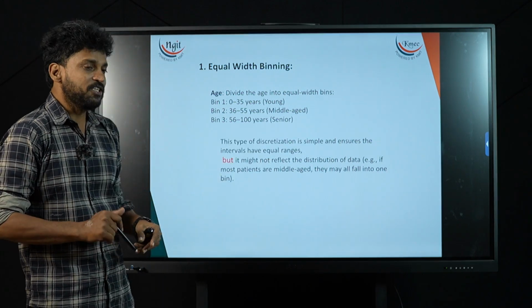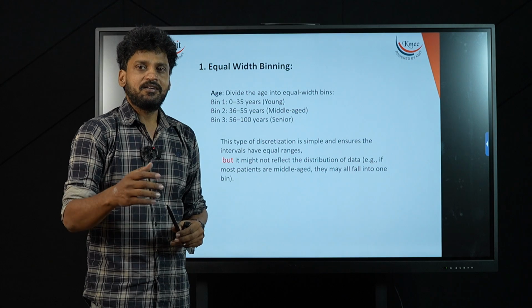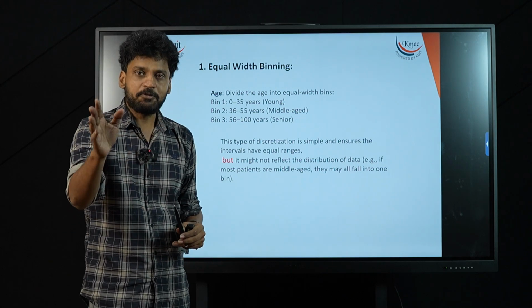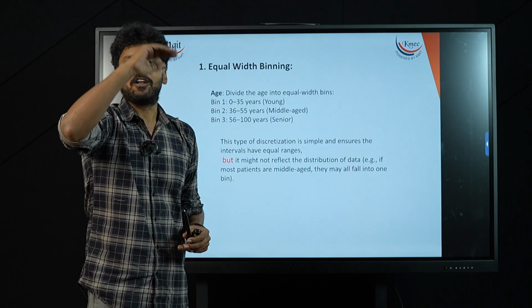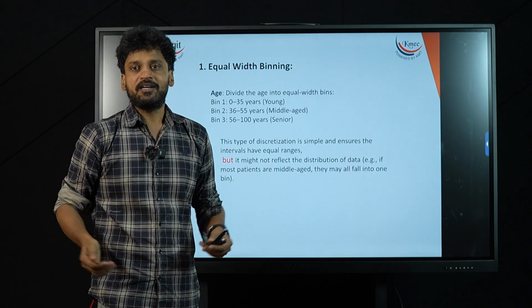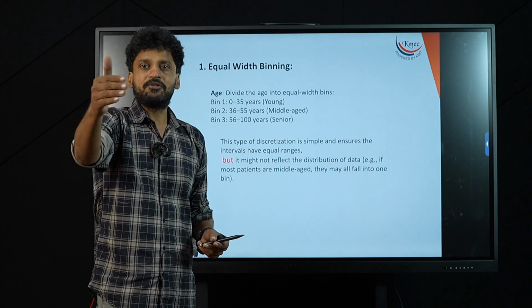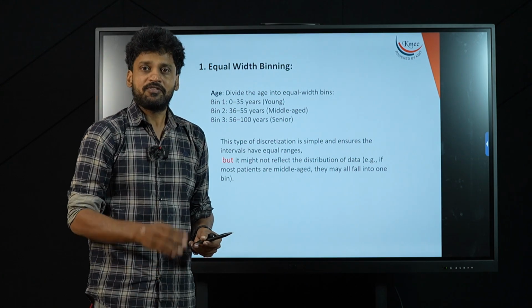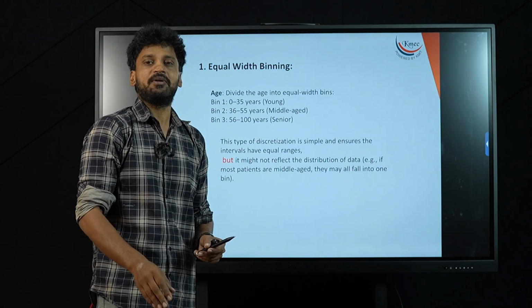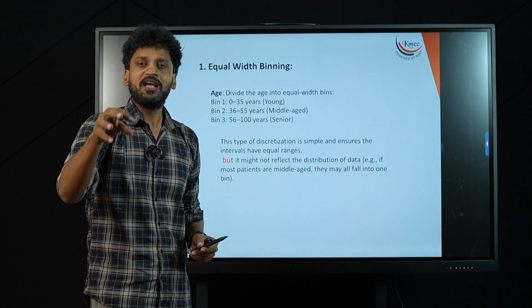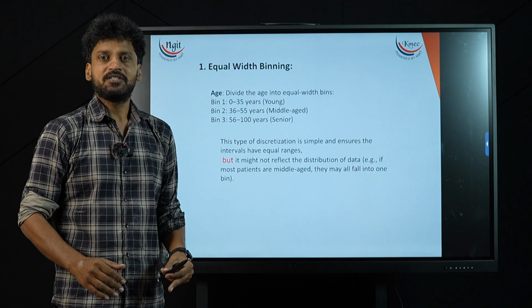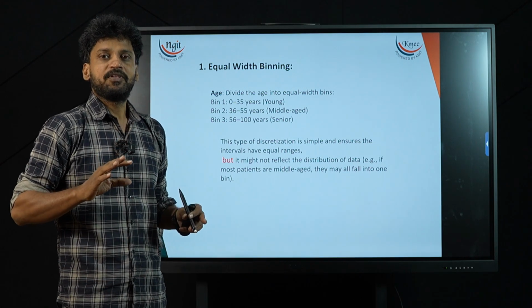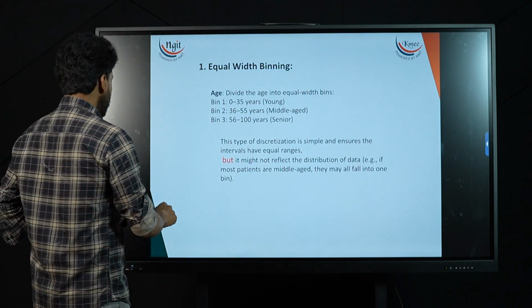Most patients are middle-aged. What happens generally? Who goes to the hospital? Mostly middle-aged people, between 35 and 55, will go to the hospital. That bin will fill. The remaining bins will be empty, right? Obviously, from 0 to 35, there will be fewer entries. From 35 to 55, there will be maximum entries. The other bin will have very few entries. So here, with equal division among the bins, the data will not be evenly distributed. That's the biggest drawback of equal width binning.